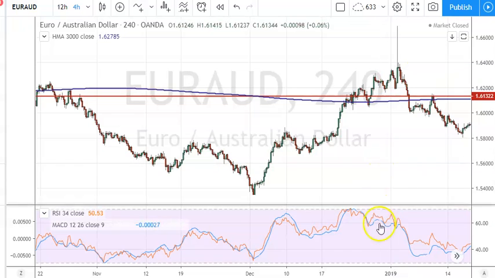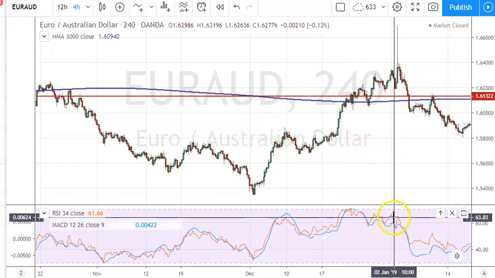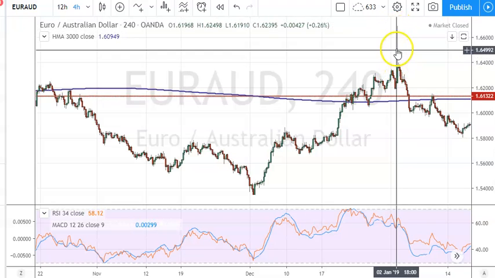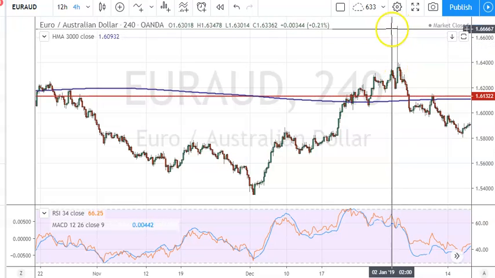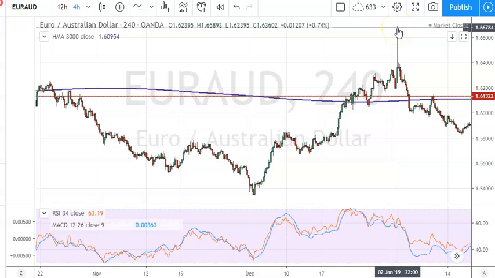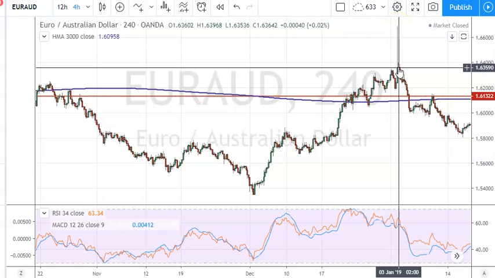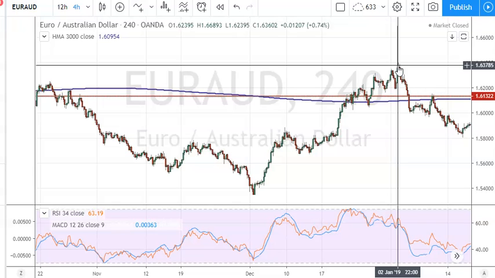Look at where we are. Just look where these are. You could enter all the way up here, sell trades, and just look how much you're making in 4 hours. Say you get near the top or whatever, you're making 300 pips in 4 hours.